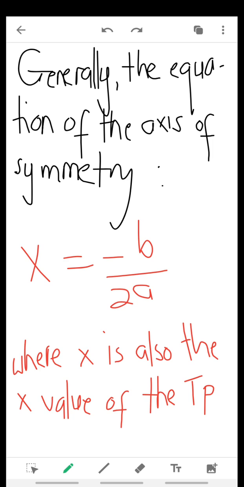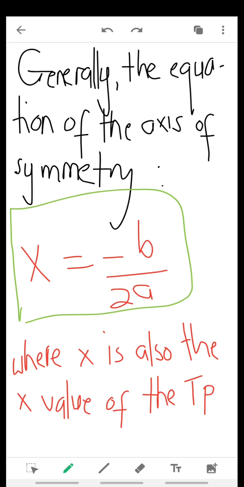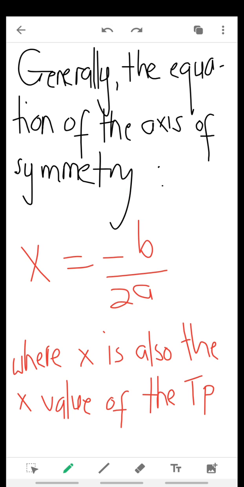So what does it mean? It means the equation of the axis of symmetry of a parabola will always be x equals, and the formula is -b over 2a. But remember, we said the line of symmetry cuts the parabola at the turning point. So it means the equation of the axis of symmetry is given by the x value of the turning point of a parabola. So as you are calculating the equation of the axis of symmetry, also note that your x value is your turning point x coordinate.